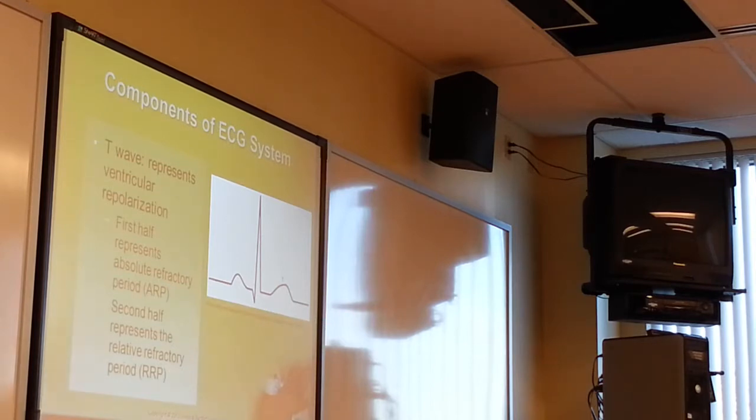Okay. T wave represents ventricular repolarization. First half represents the absolute refractory period. Second half represents the relative refractory period. Absolute, relative. Meaning, what? Absolute is when you can't possibly have any kind of firing, and relative is partial firing.